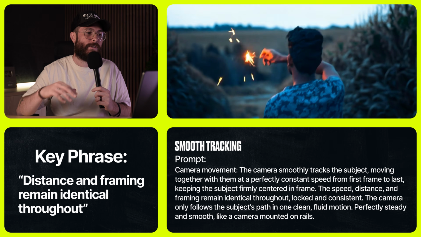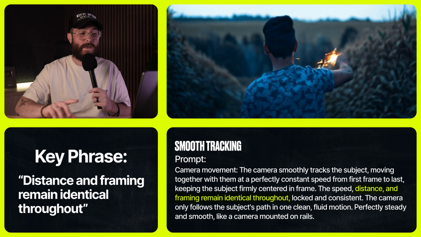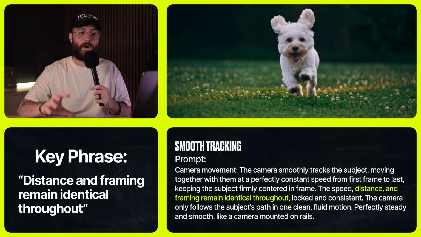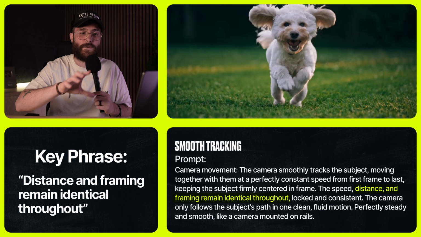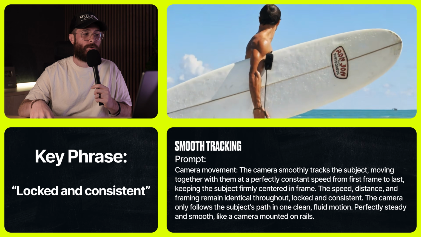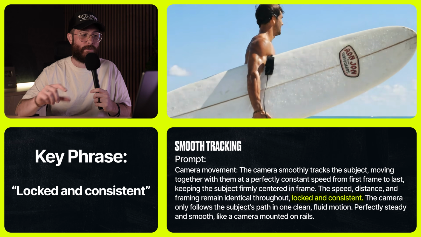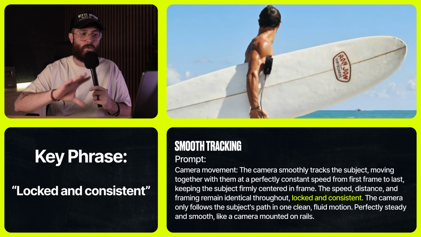Then you're gonna wanna include distance and framing remain identical throughout. If you omit this phrase, the AI will probably slowly zoom in or drift closer to the subject over time throughout the duration of the clip, and that's something we don't want. Then make sure you include locked and consistent. Use these exact words to reiterate the focal point that's in the whole video.